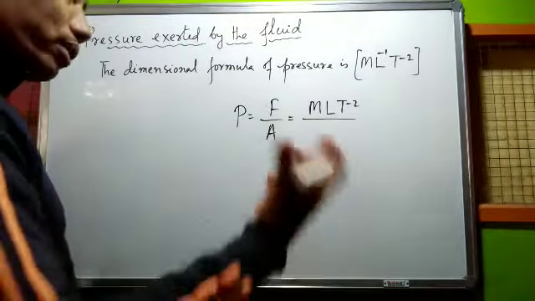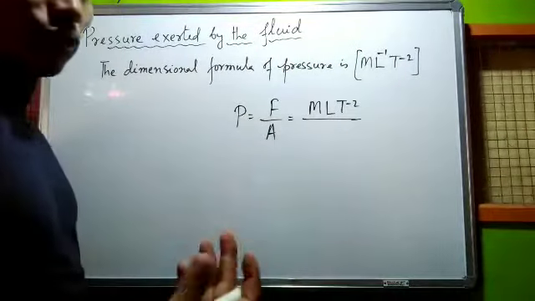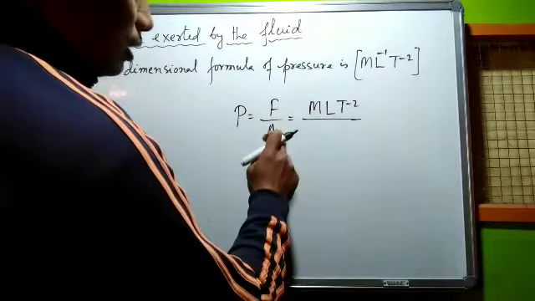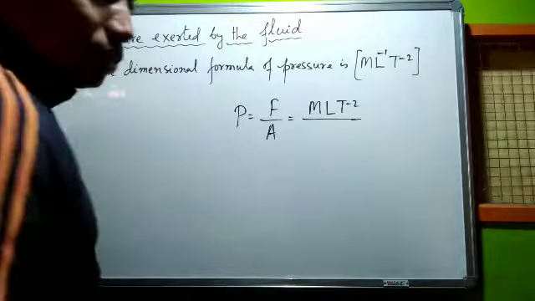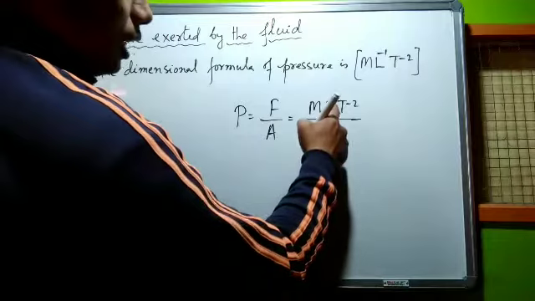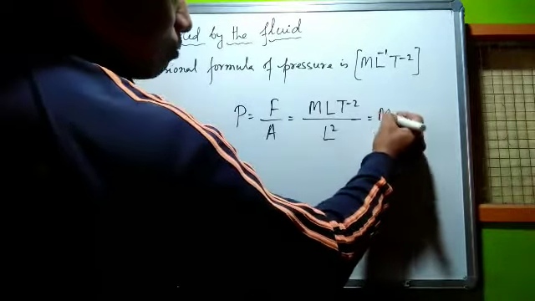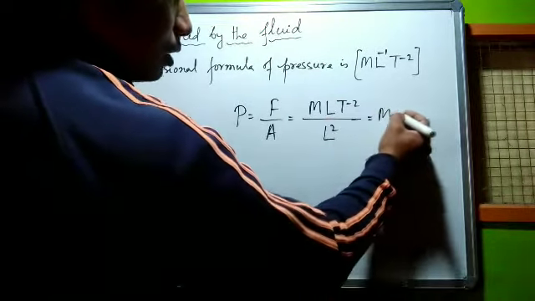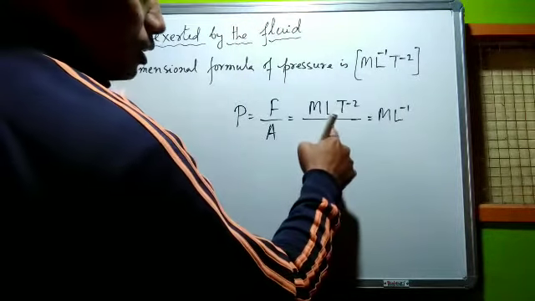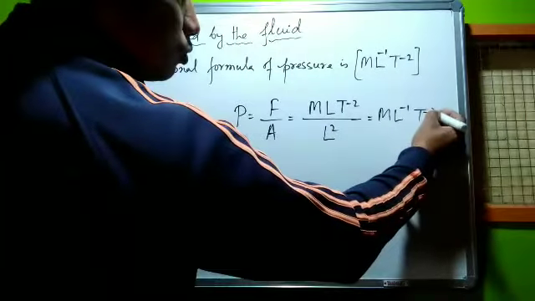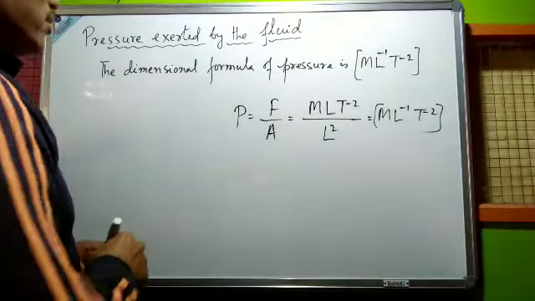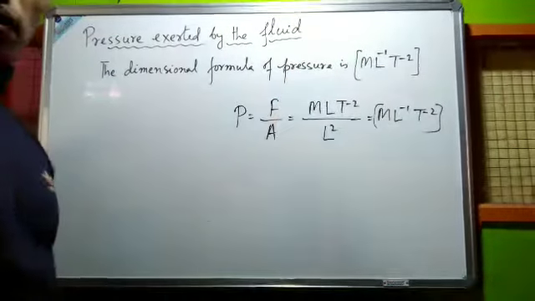This is how to write the dimensional formula for common physical quantities. The area is meter square, so the dimensional formula of area is L square. So M L T minus 2 divided by L square gives M L inverse T minus 2, since one L cancels and the power becomes minus 1. So the dimensional formula of pressure is M L inverse T minus 2.